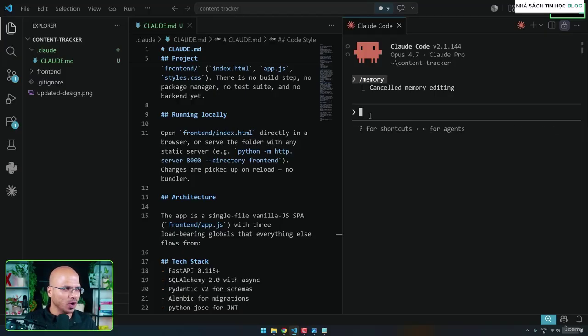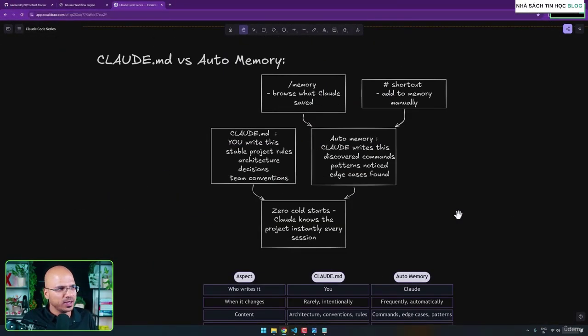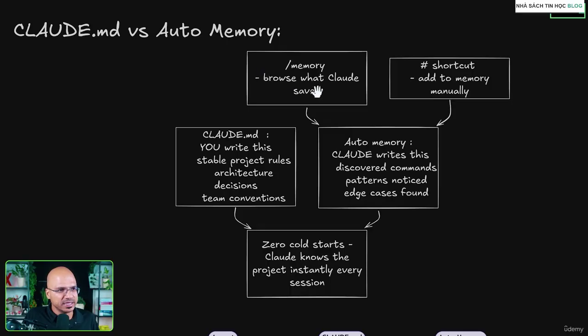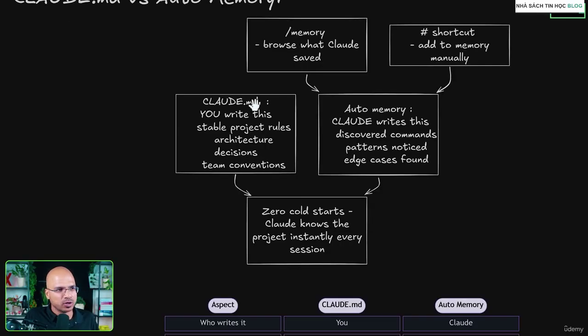But the question arises: when you are writing Claude.md, which is for the memory, why is Claude Code using its own memory? To understand that, let's go here. Basically, there are two types of memories. One is what you are creating, and one is what you have in the auto memory. You can use this to see the data of the memory. When you create a Claude.md file, you write project rules, architecture decisions, and team conventions. The auto memory stores discovered commands, patterns, and edge cases found. So when you specify don't do this next time, it will store those things in the memory.